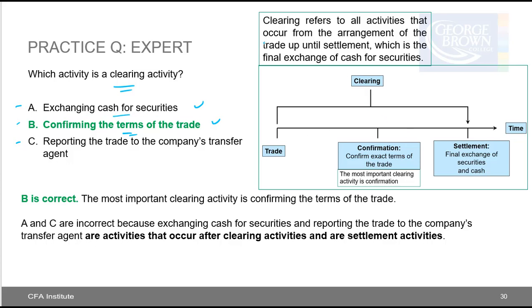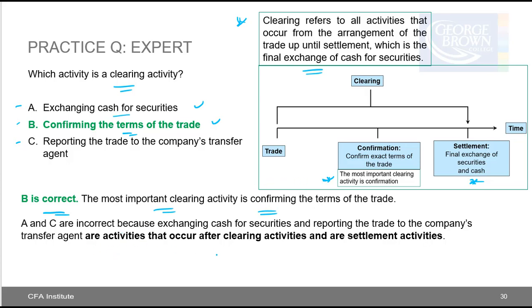Well, here, right from the text, clearing refers to all activities that occur from the arrangement of the trade up until settlement, which is the final exchange of cash for securities. So exchanging cash for securities is a clearing activity. It's right here from the graph that we saw, okay? But B is correct because the most important clearing activity is confirming the terms of the trade. So that's why I put that into that slide, okay?